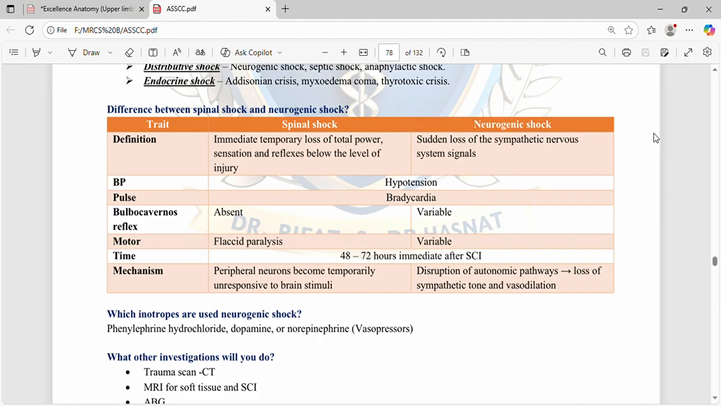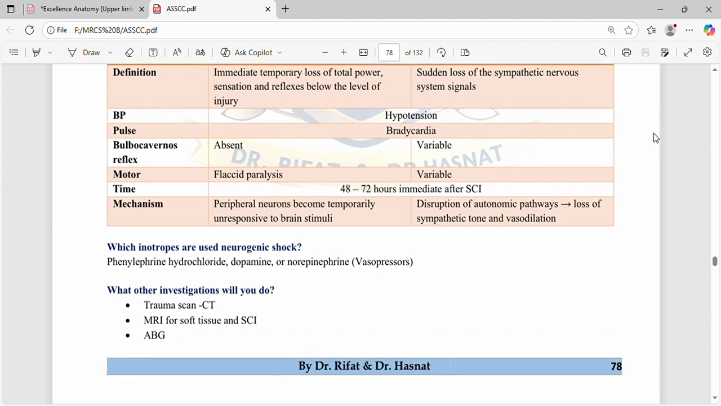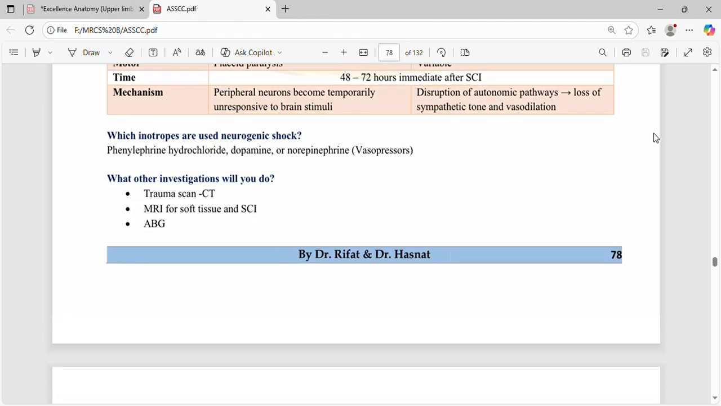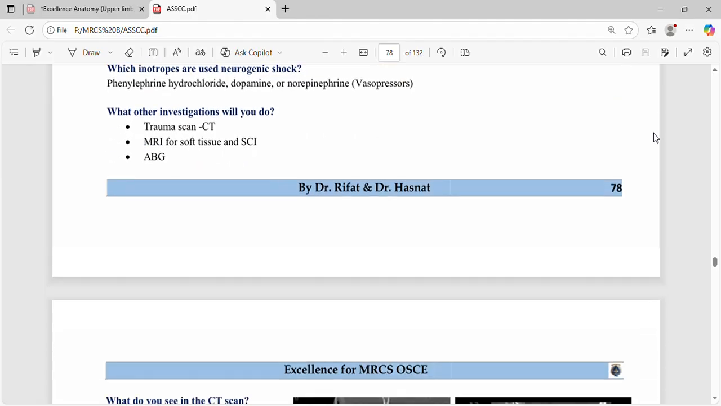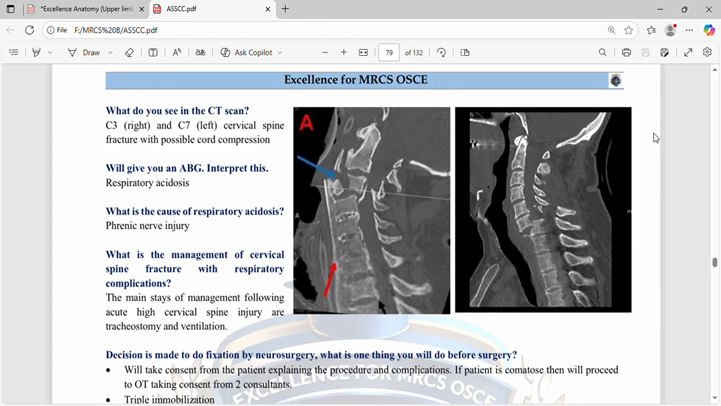Which inotropes are used in neurogenic shock? Phenylephrine hydrochloride, dopamine, and norepinephrine vasopressors. What other investigation will you do? Trauma CT scan, whole body trauma CT scan, MRI for soft tissues and spinal cord injury, and ABG, arterial blood gases.